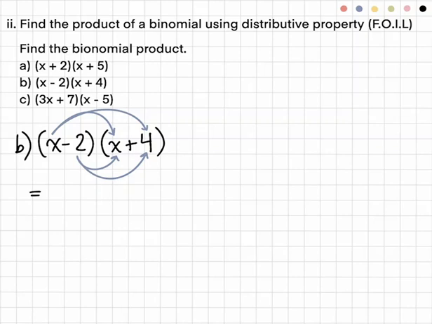So I've got x times x equals, okay, so we've got x squared. Then I have negative 2 times x, which is going to give me negative 2x. Then I've got negative 2 times x again. Oh, sorry, hang on. My apologies. We did x times x, then we're doing x times 4, then we're doing negative 2 times x, and then we're doing negative 2 times 4.